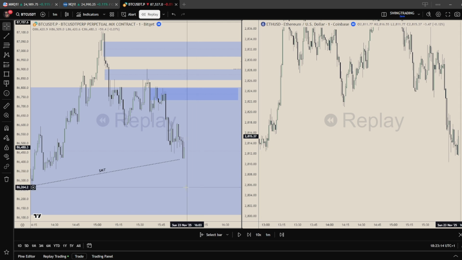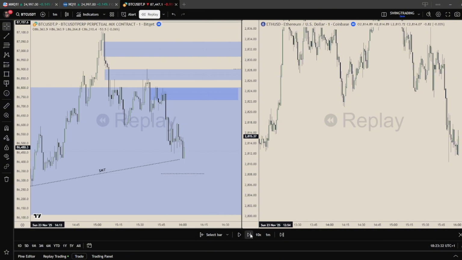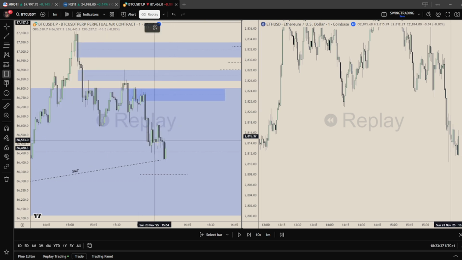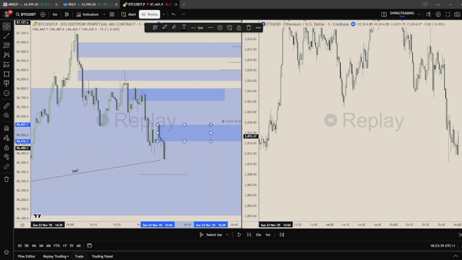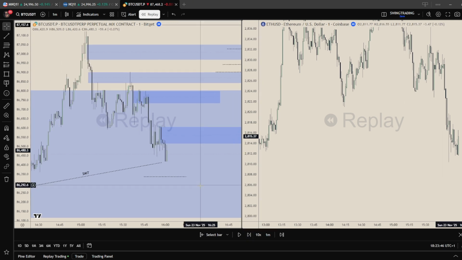The only thing I need now is the change of state of delivery, because we are already in a time of interest. I'm utilizing the 30-minute macros from the 45 to the 15. So let's wait for a change in state of delivery. A candle close above that will create a bullish breaker formation, which will be my entry.